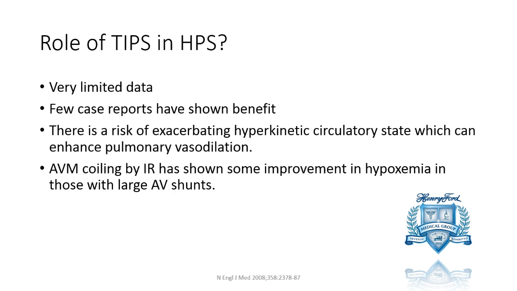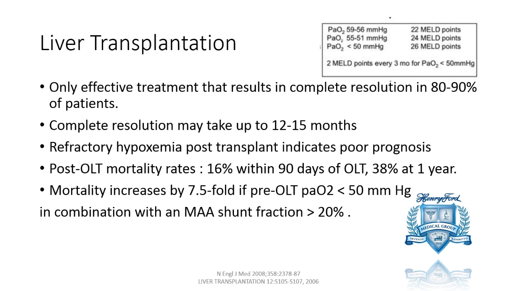So what's the role of TIPS in hepatopulmonary syndrome? There's actually not much evidence that TIPS is beneficial in hepatopulmonary syndrome. Theoretically, it can actually worsen it, where it can enhance pulmonary vasodilatation. In patients who have large AVMs, coiling can be done by IR to improve hypoxemia. So again, apart from oxygen, the only reversible treatment that's available is liver transplant. And until about 2000 to 2002, there were no MELD exception points for hepatopulmonary syndrome.